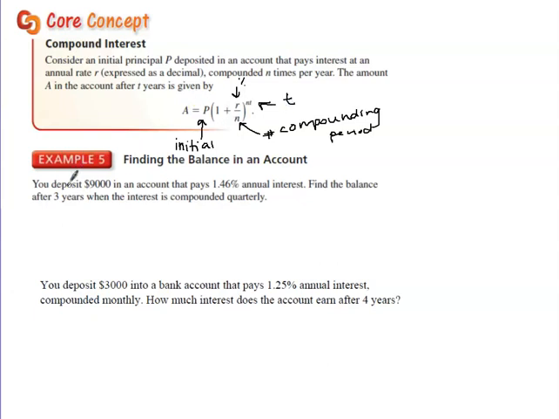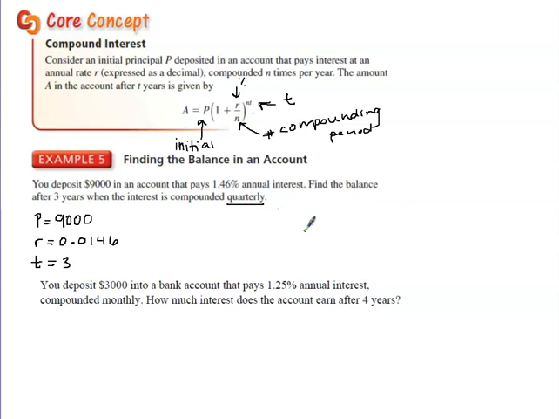So if I'm looking at example 5, I see an amount of $9,000 deposited. That's an initial deposit, so that's a P-value of 9,000. It pays 1.46% interest. That is my rate, R. 1.46% would translate to a decimal of 0.0146. We want the balance after 3 years, so time is going to be 3, when the interest is compounded quarterly.